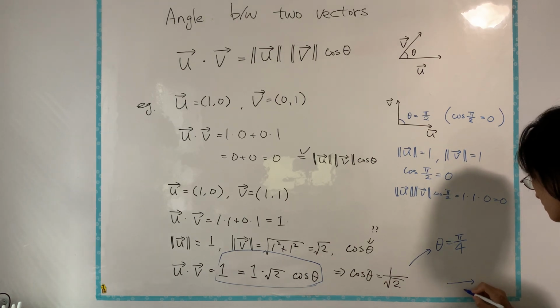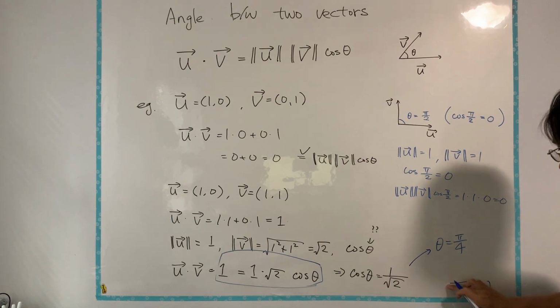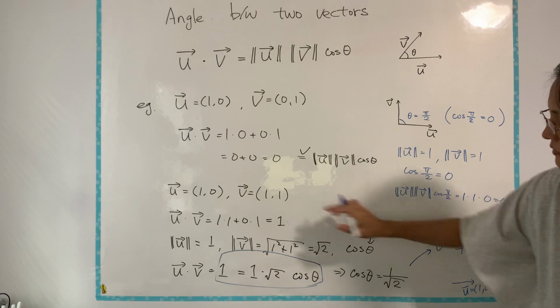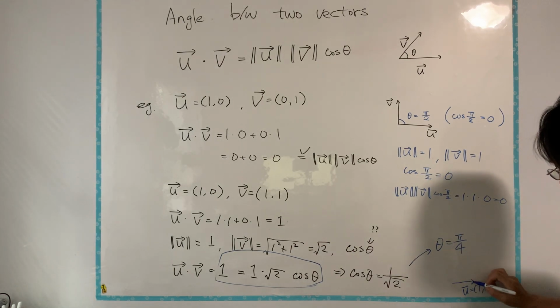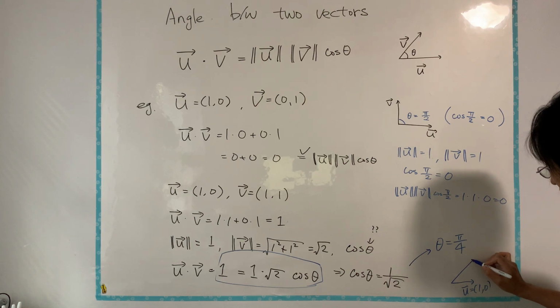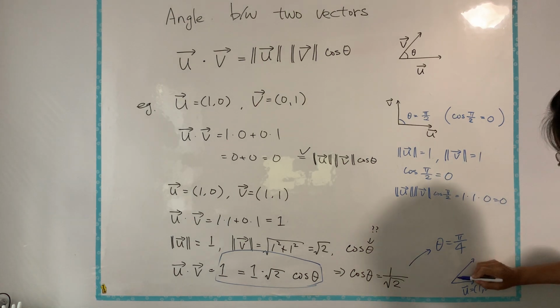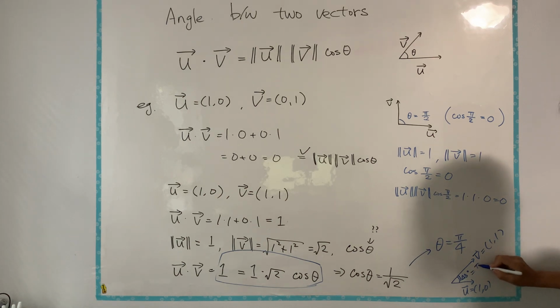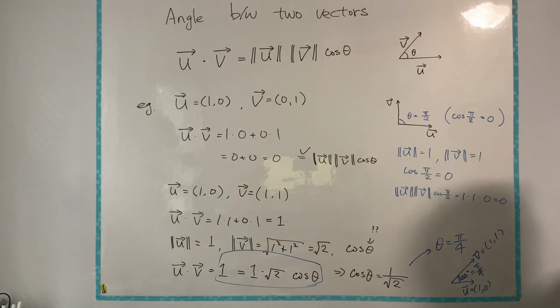So u is the vector 1, 0, right? So the unit vector along the x direction. And v is the vector 1, 1. So 1, 1 here. Okay. So you can see that by the construction of the vectors, the angle in between is 45 degrees, meaning it's pi over 4.